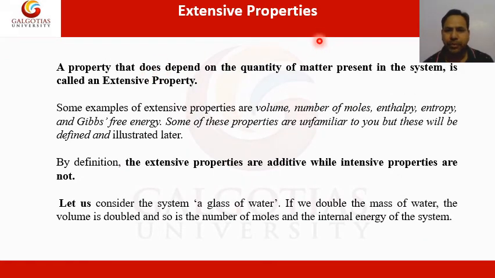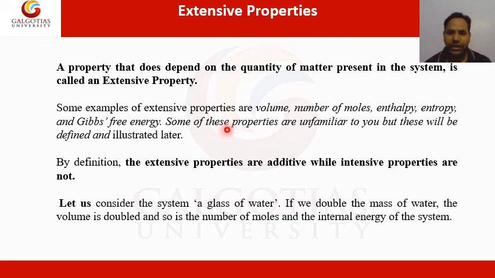Another type is extensive properties. An extensive property is one that depends on the quantity of the matter present in the system. For example, extensive properties are volume, number of moles, enthalpy, entropy, and Gibbs free energy. Some of these properties are unfamiliar to you, but they will be defined as illustrated later. By definition, extensive properties are additive while intensive properties are not. So the basic difference is that extensive properties depend on the quantity of the matter, and intensive properties do not depend on the quantity of the matter.